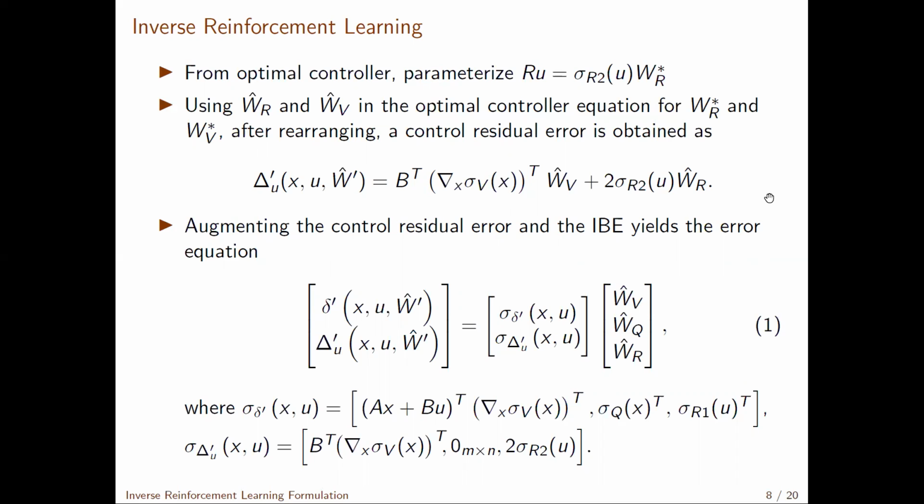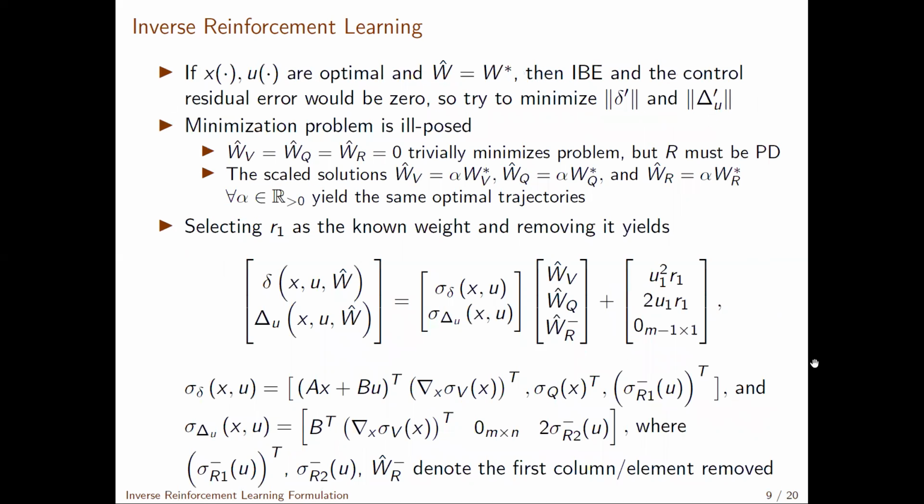Now, if we augment these two error equations into one matrix formulation, we get this augmented error term shown here, where this is the inverse Bellman error and the control residual error, and then the corresponding features. And these are all the weights we're going to be trying to estimate in this formulation. If X and U are optimal and the weights are ideal, then the inverse Bellman error and the control residual error will be equal to 0. So this essentially turns into a minimization problem.